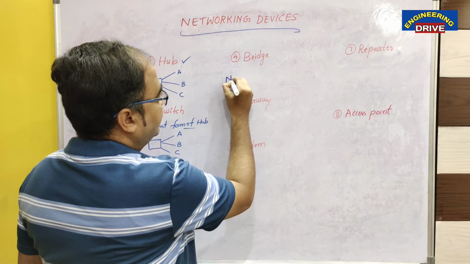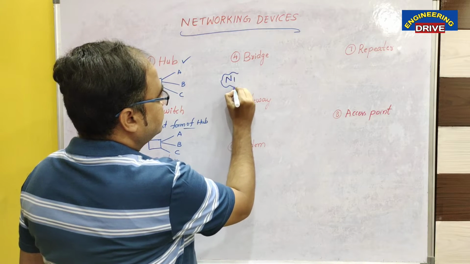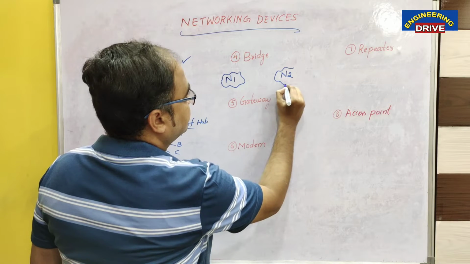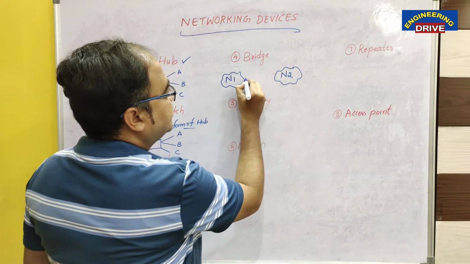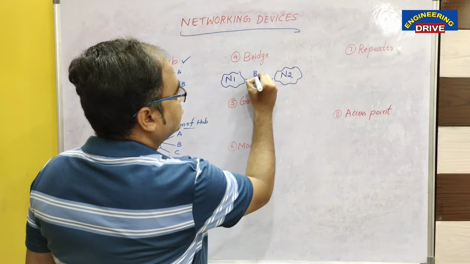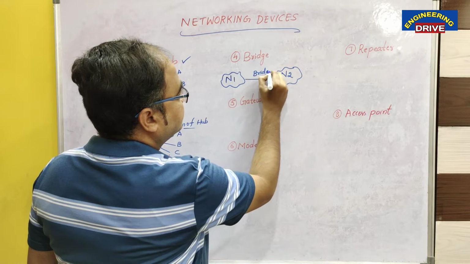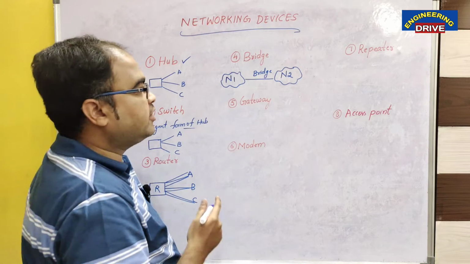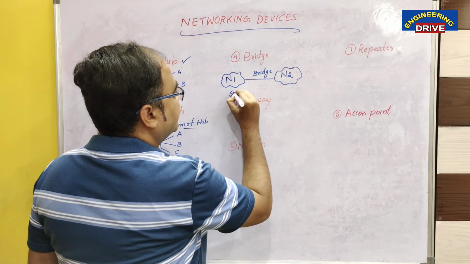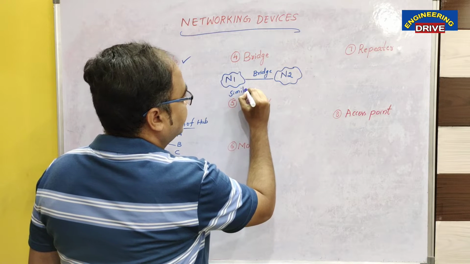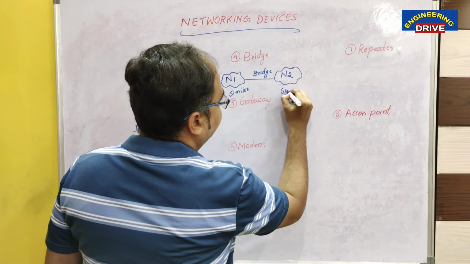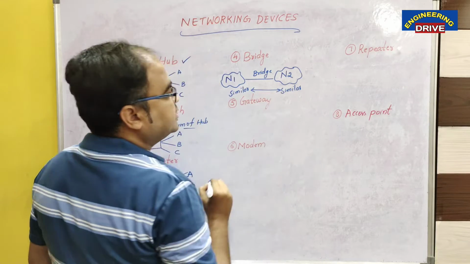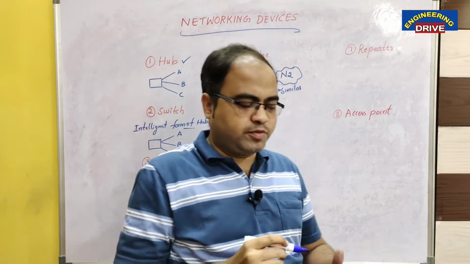Let us say this is N1, a network, and here N2 is a network. So what this bridge will do, it will join these two networks. This is bridge. Sir, what about whether these two networks are similar networks or different networks? Here bridges are used to connect similar networks. N1 should be similar and N2 also should be similar, which means these both networks should be similar. What is the meaning of similar networks here?